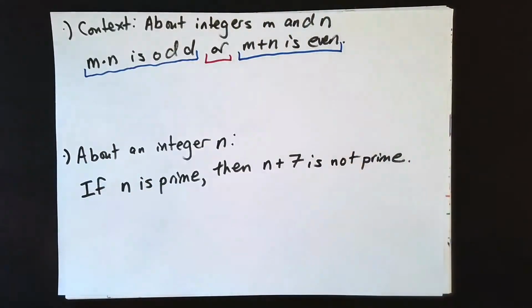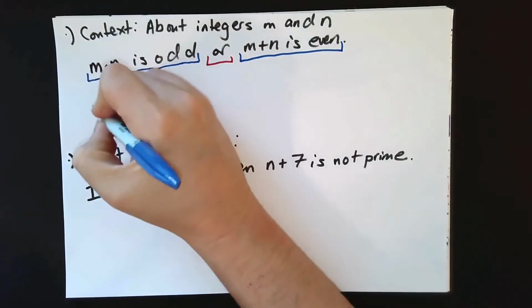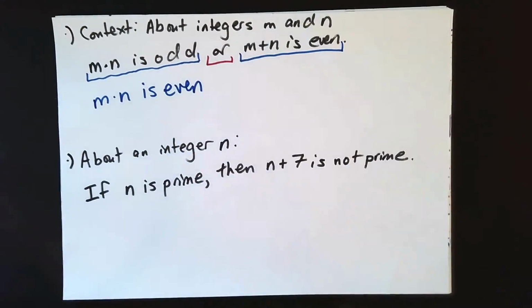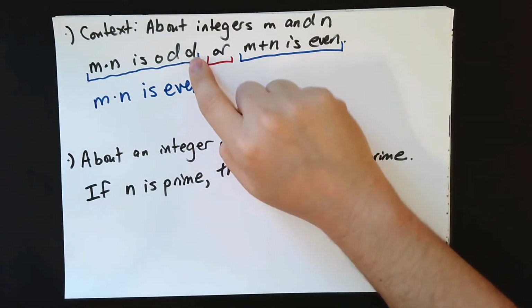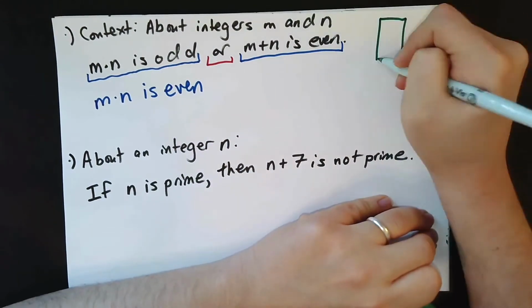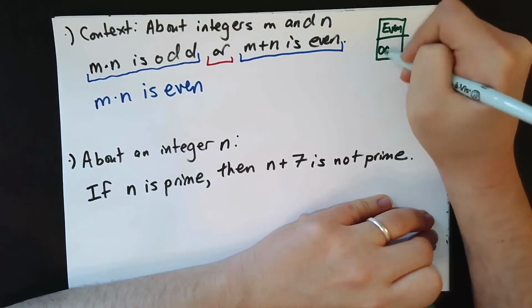So the negation of m times n is odd is m times n is even. Now you might be thinking, wait a minute, Tommy, you just said that when you negate something, you don't just replace it with the opposite. And isn't even just the opposite of odd? So didn't we do exactly the same thing we said a bunch of times not to do last time? And actually, it is the case that even is the logical opposite of odd. Why is that? That's because every integer is even or odd.